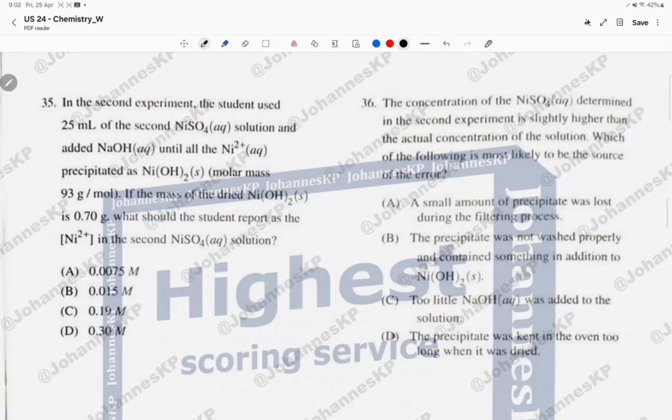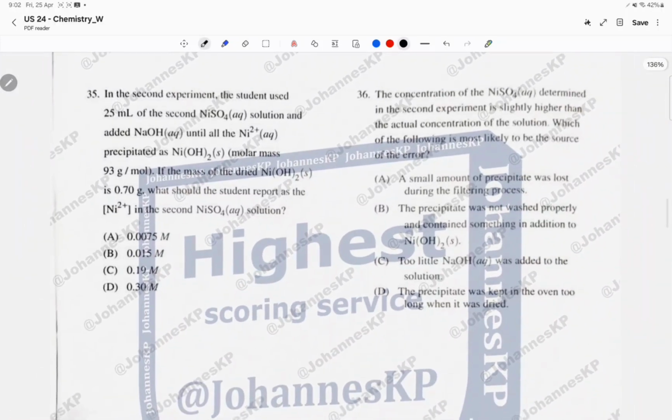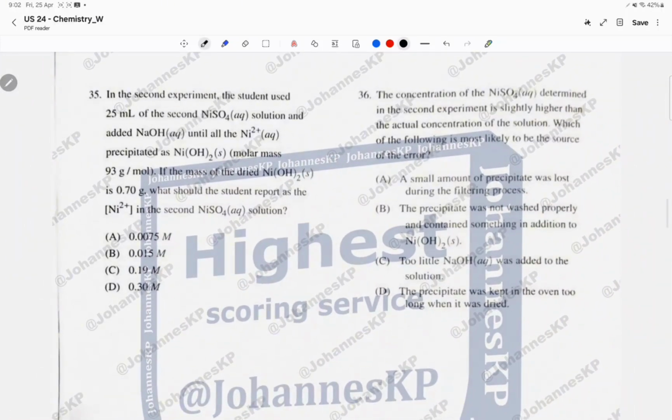In the second experiment, we're using an add until all the precipitate. Okay, great. So I guess we can use the mass of the Ni(OH)2 to find the mole of it. And so the mole of Ni(OH)2 would be the mass of it, which is the 0.70, by the molar mass, which is 93. Let's see how much that is. And I got 7.5 times 10 to the power of negative 3. That's the mole of it.